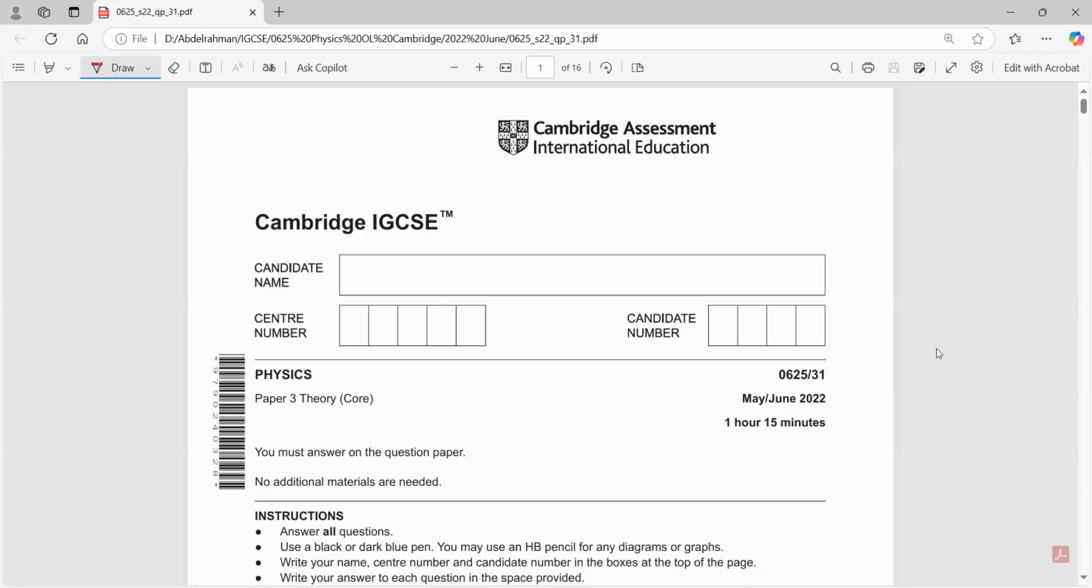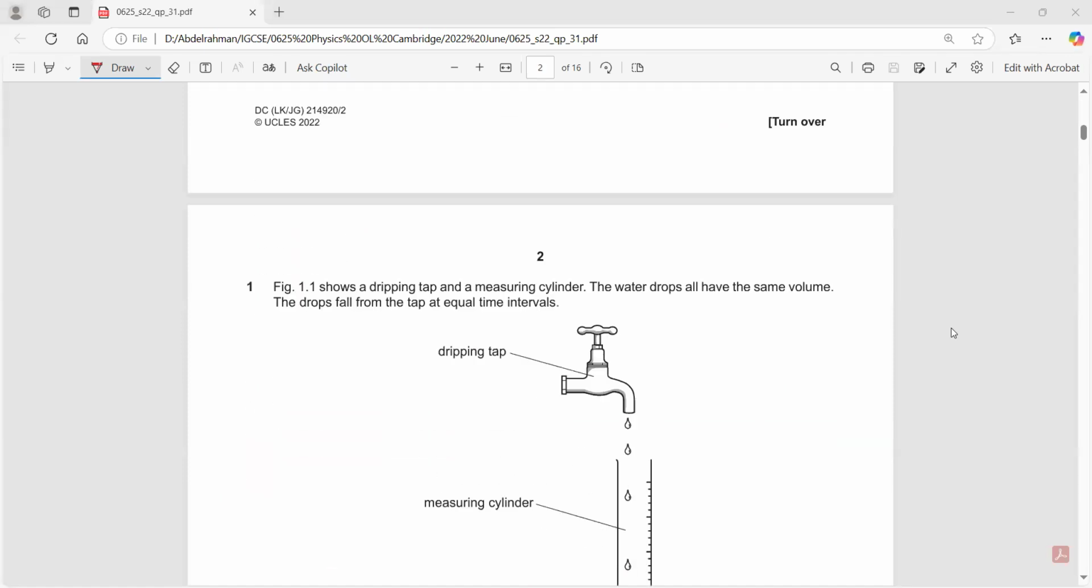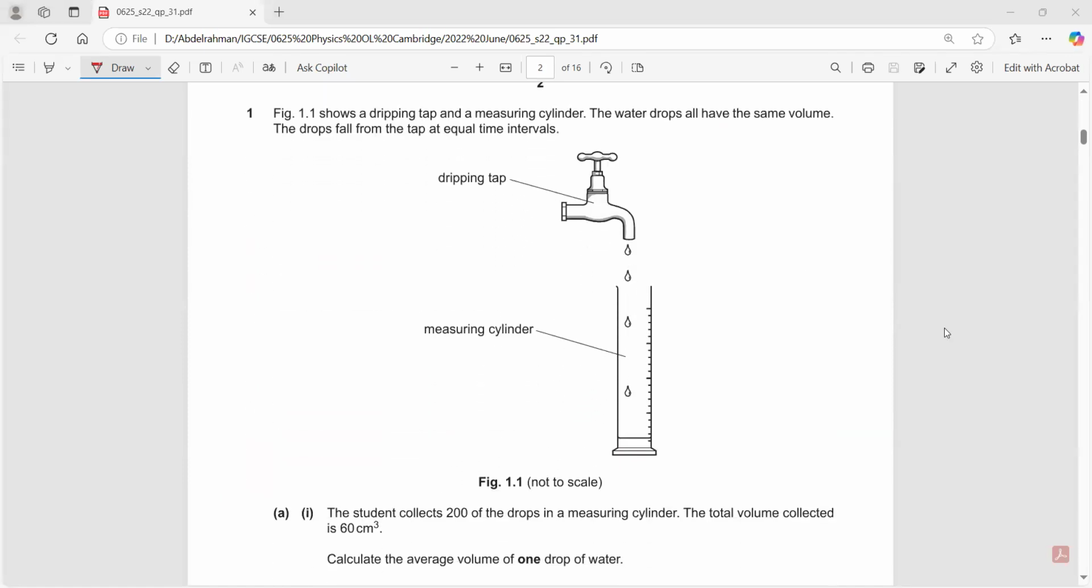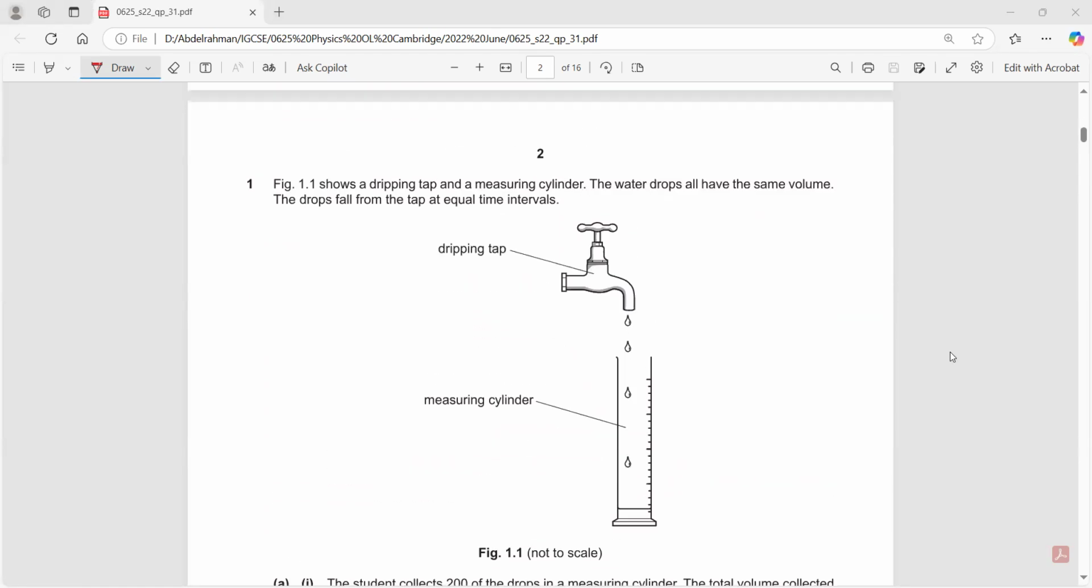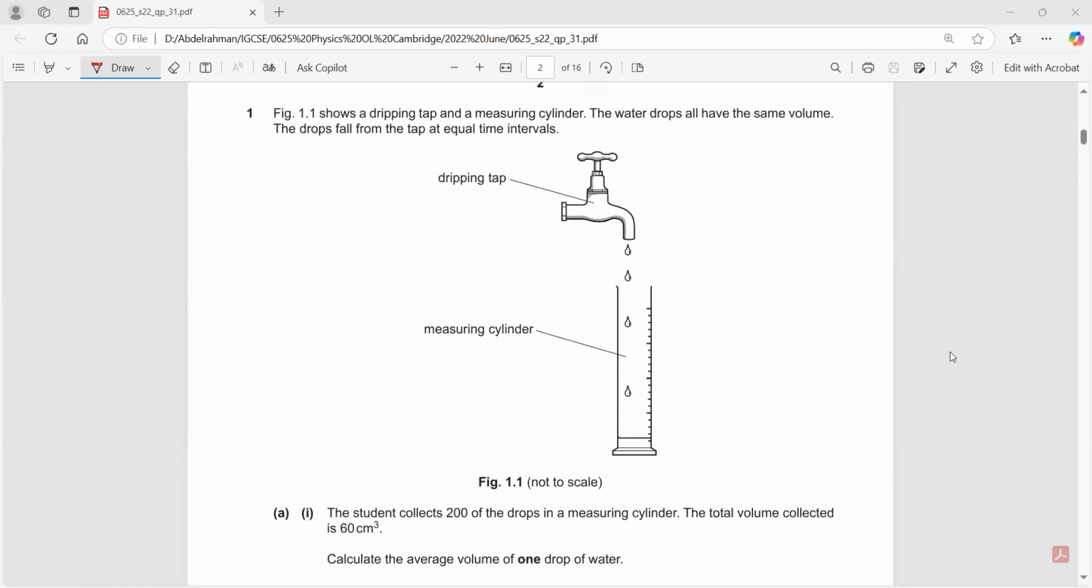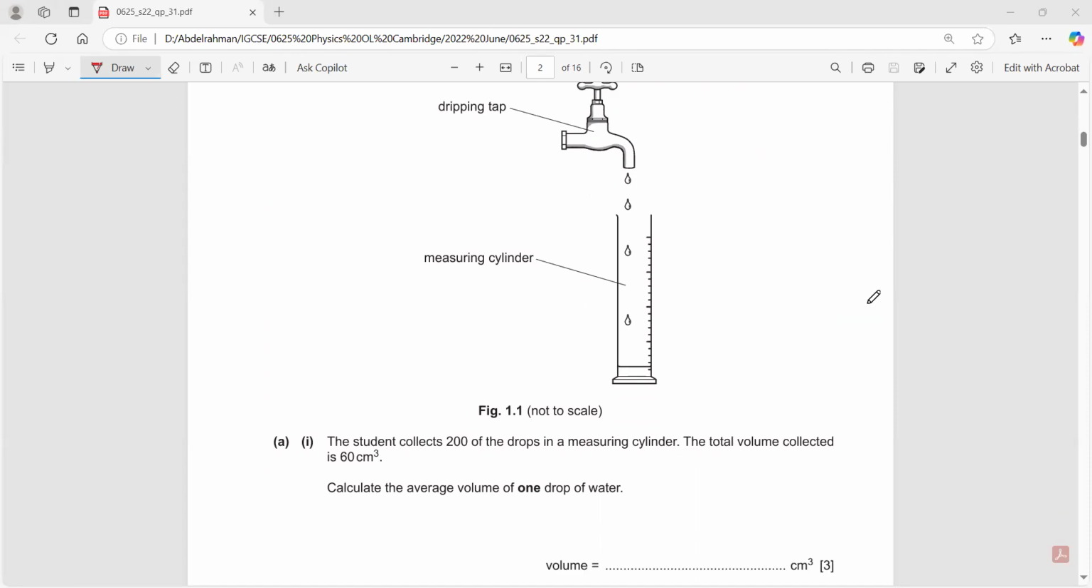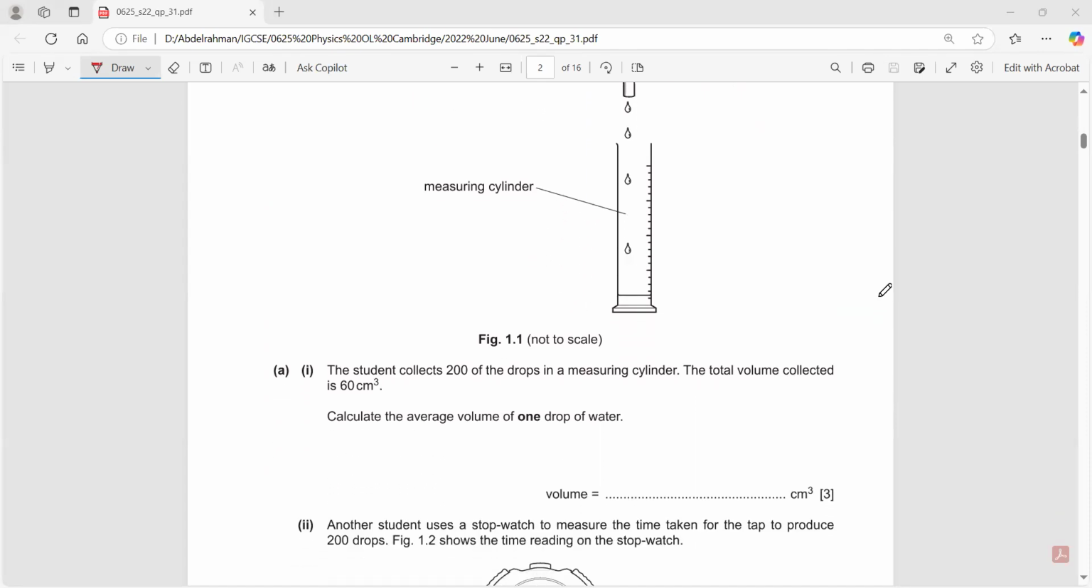Okay, May, June 2022, paper 3, variant 1. Question 1. Figure 1.1 shows a dripping tap with a measuring cylinder. The student collects 200 of the drops in the measuring cylinder. The total volume collected is 60 centimeters cubed. Calculate the average volume of one drop of this water.